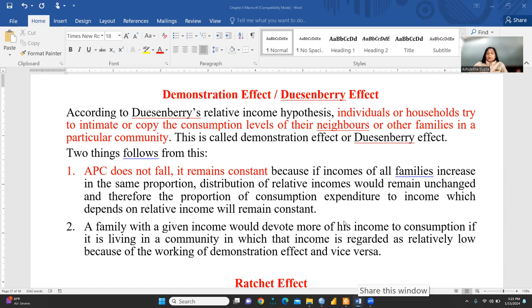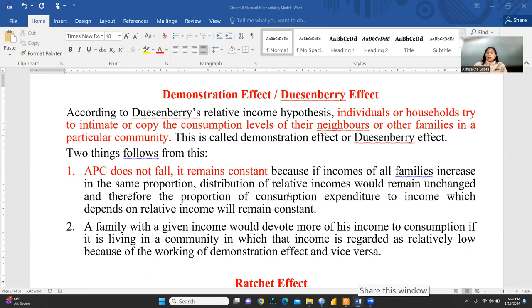There are two things that are very important in this kind of effect. One is APC does not fall. It remains constant because if income of all families increases in the same proportion, distribution of relative income would remain unchanged. And therefore, the proportion of consumption expenditure to income, which depends on relative income, will remain constant. And second thing is a family with a given income would devote more of its income to consumption if it is living in a community in which that income is regarded as relatively low, because of the working of demonstration effect, and vice versa. Because a person is more interested in what kind of standard of living the neighbors and family members are carrying. Same standard of living, whether his income is allowing or not allowing. This is known as demonstration effect or Duesenberry effect.